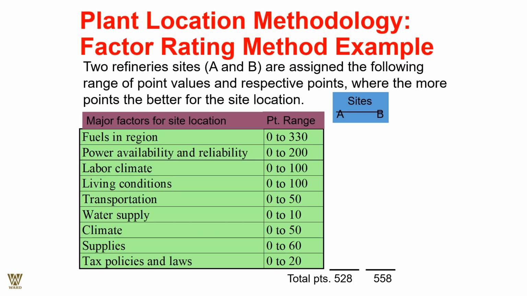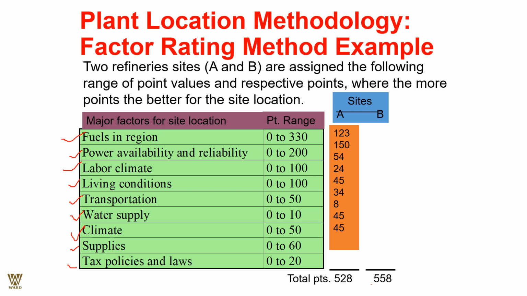I'll just give you one example of late. What are we looking into? Two refineries as such. Let's say A and B, and how do we go across it? We are giving major factors of the site location, with point ranges from 0 to 330, 0 to 200, as far as availability of fuels is concerned, power availability, labor, living conditions, transportation, water supply, climate support, and the tax policies. The tax policies have been rated. Now, these are the point ranges which have been given to you, and look how they have been judged for two sites, let's say alpha and beta, one by one.